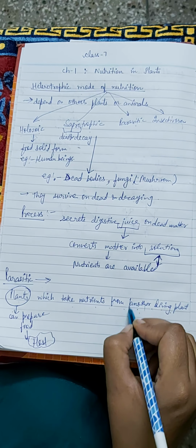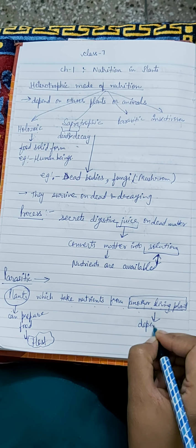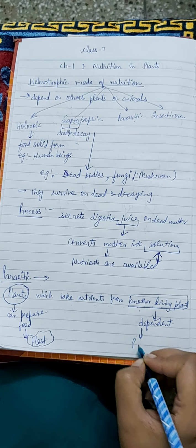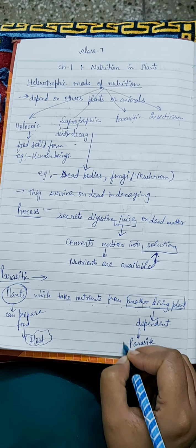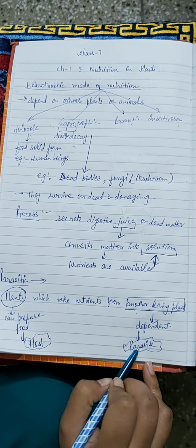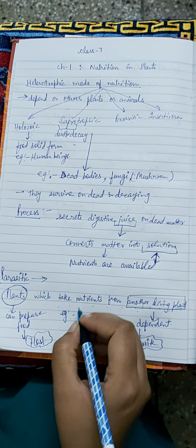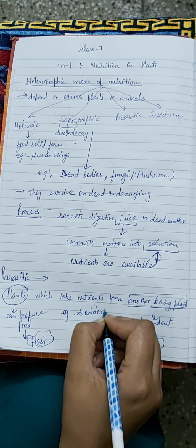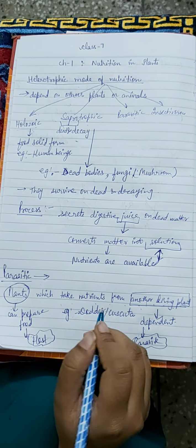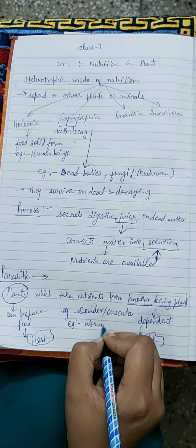and the another living plant that is dependent is known as parasite. So there are two terms, one is host and one is parasite. The best example first I want to give you is dodder plant, or we can say cuscuta. And another example, if I talk about human beings, is worms.